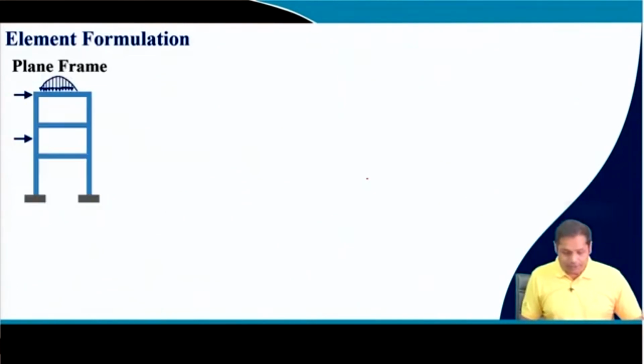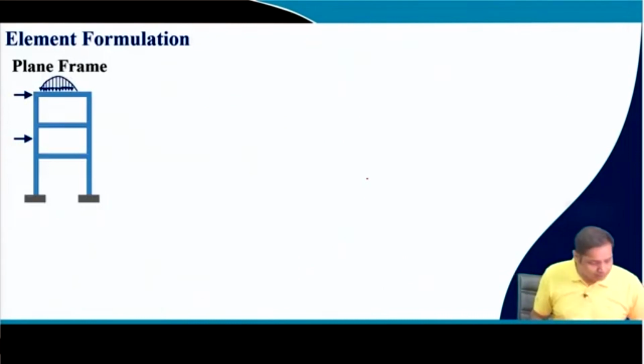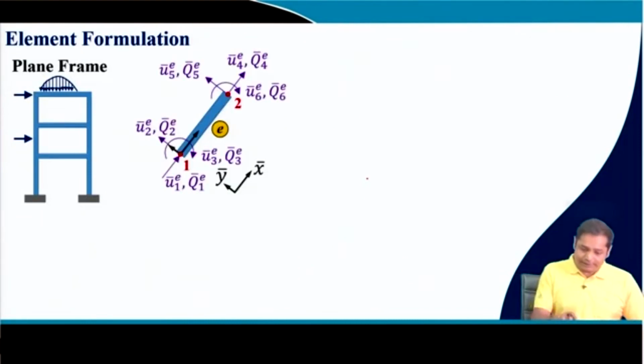We will discuss that shortly. Similarly, for a frame problem, this is the element, your building block of the frame. Now, at every point you have 3 degrees of freedom, 2 translation and 1 rotation, and these degrees of freedom and the forces are expressed with respect to the local coordinate system.